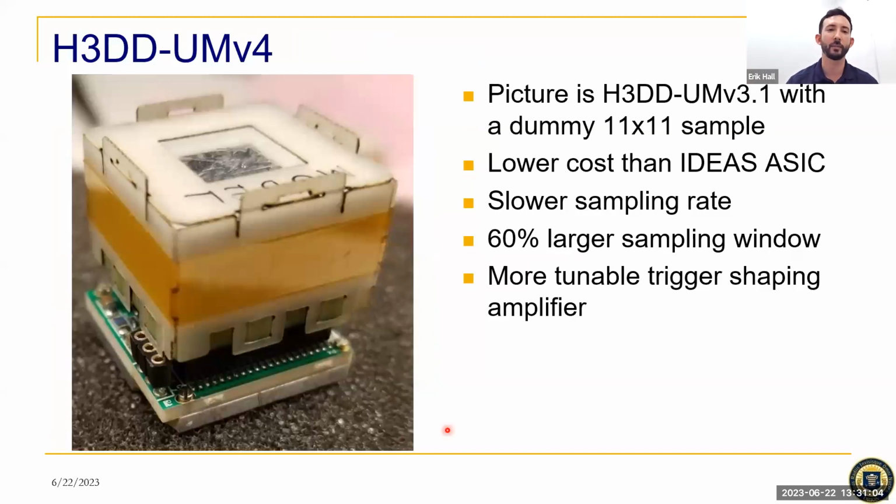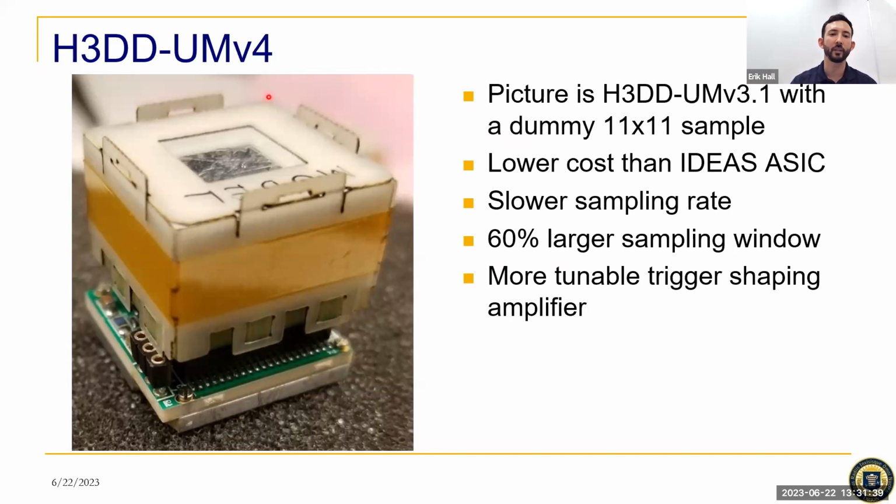Another factor is, as I talked about earlier, the trigger shaper, which was rejecting slow events in thallium bromide, was in the ASIC that was developed in a partnership between our group and Ideas. Well, we have an ASIC that we developed entirely in our group. We call it the H3DD-UM ASIC, and it's gone through a few iterations. Right now we're on version 4.